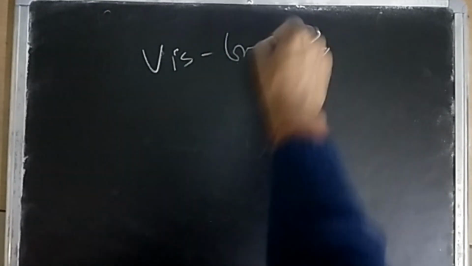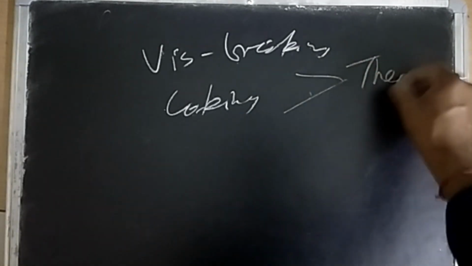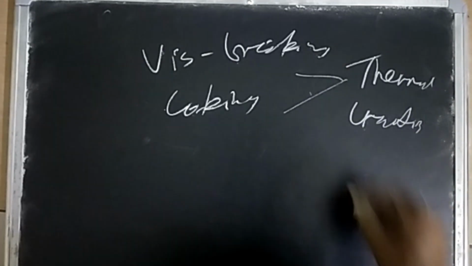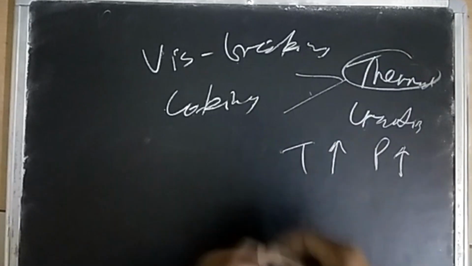So visbreaking is like viscosity breaking, and we have coking. These two are thermal cracking, where high temperature and high pressure thermal cracking, visbreaking and coking, form the coke. High coke is produced because it is thermally cracked. And this catalytic cracking, that is FCC.